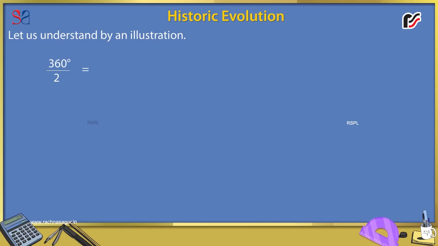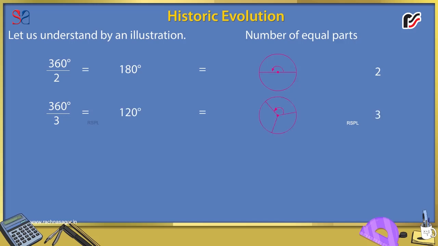360 degree divided by 2 is equal to 180 degree, number of equal parts 2. 360 degree divided by 3 is equal to 120 degree, number of equal parts 3. 360 degree divided by 4 is equal to 90 degree, number of equal parts 4. 360 degree divided by 5 is equal to 72 degree, number of equal parts 5.